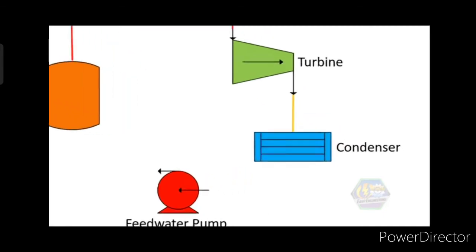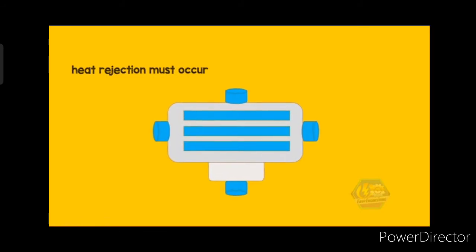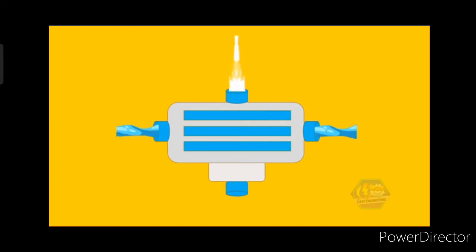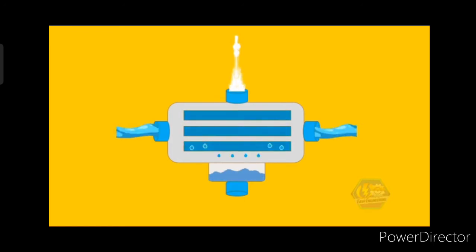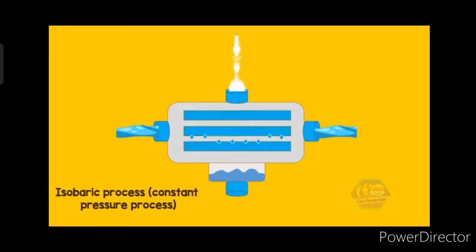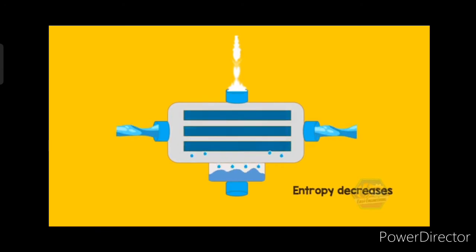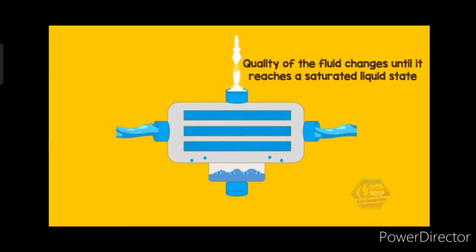Process 3-4, the condenser. In order to condense the steam, heat rejection must occur. Most power plants utilize seawater as a cooling medium to cool down and condense the steam. The condenser consists of tubes to accommodate the heat transfer between steam and cooling water, where the cooling water is in a separate stream. This is a heat exchange equipment, so we assume that this is an isobaric or constant pressure process.